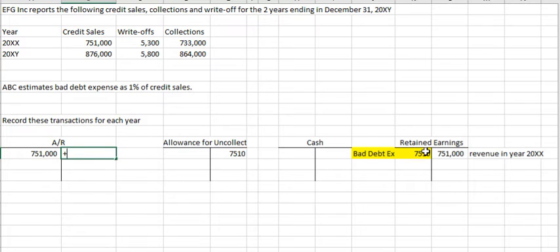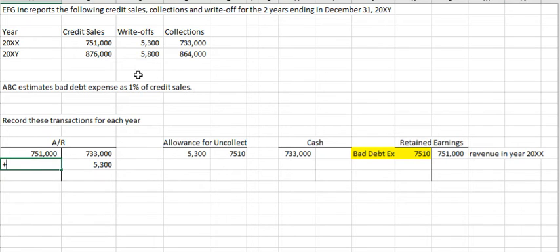Now, when there's a collection, it's going to decrease our accounts receivable, and that's going to increase our cash. And the last piece is write-offs during that year. Some of the write-offs are going to come in that particular year, and when the write-offs come in, we are going to reduce the contra asset account by the same amount. And we are going to repeat the same process for the following year.